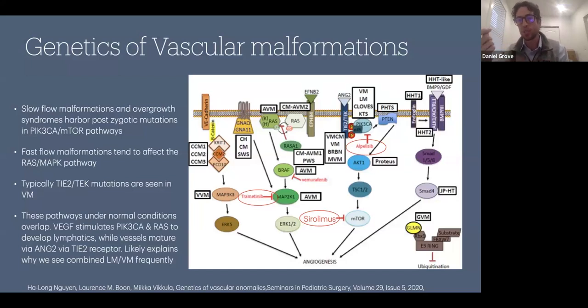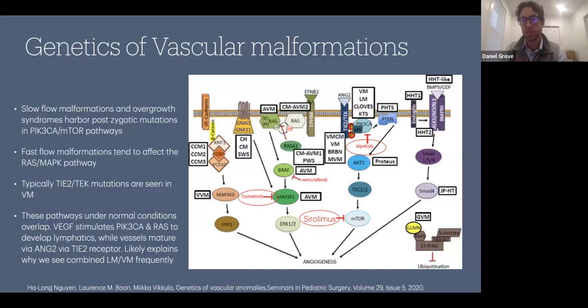Typically, when we talk about genetic etiology for these vascular malformations, it is a mixed bag. What I mean by that is it's a little bit blurry. You are getting one primary driver mutation, but thereafter you're getting some other secondary changes. Typically, the main driver mutation in slow flow malformations, meaning venous malformations or lymphatic malformations, tends to involve the PIK3CA pathway. Venous malformations tend to harbor TIE2 or TEK mutations, as opposed to fast flow malformations like arteriovenous malformations, which tend to harbor mutations in the RAS-MAP kinase pathways, such as RASA1 and CM-AVM1 syndrome.